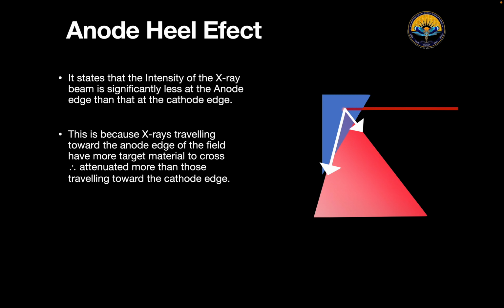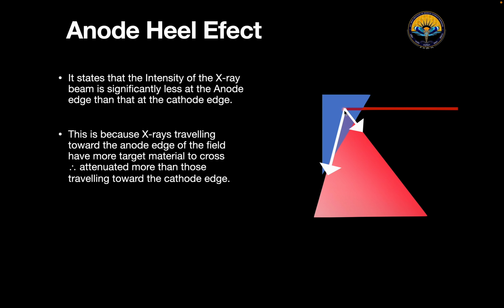Now whenever electrons go and bombard the anode, it will cause X-rays, and when X-rays are coming out, the anode heel effect states that the intensity of these X-rays will be significantly less at the anode edge as compared to the cathode edge. This is because the X-rays traveling towards the anode edge will have more target material to cross, and therefore will attenuate, that is, reduce in intensity more than those traveling to the cathode, which have very little material to cross.